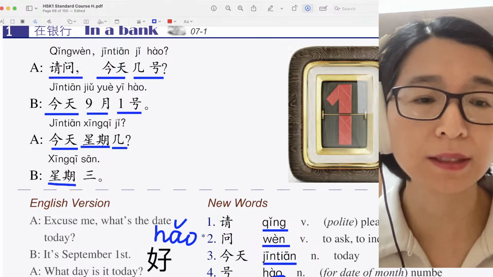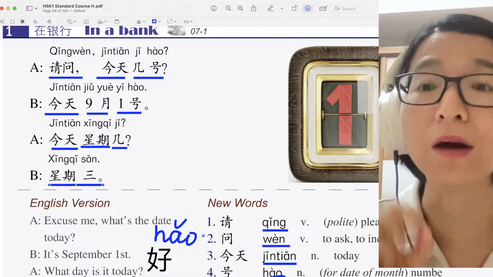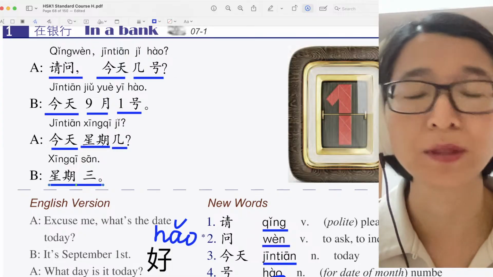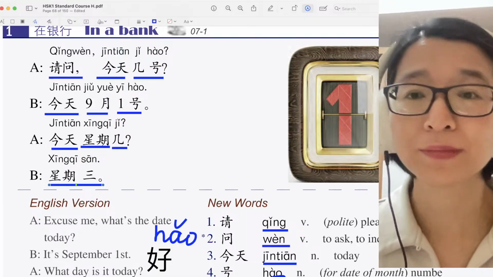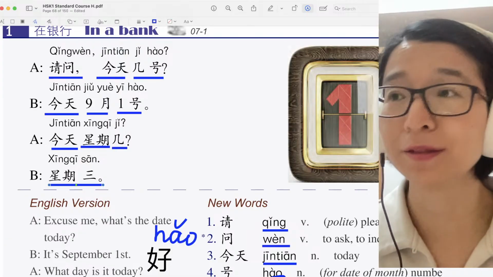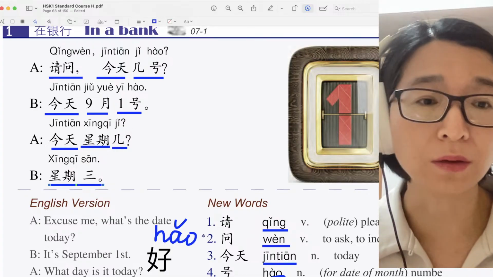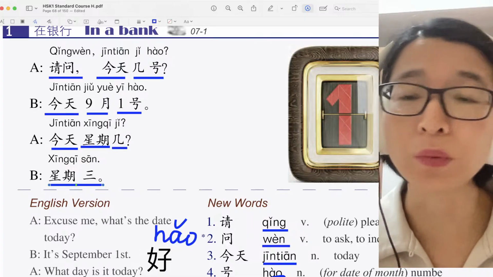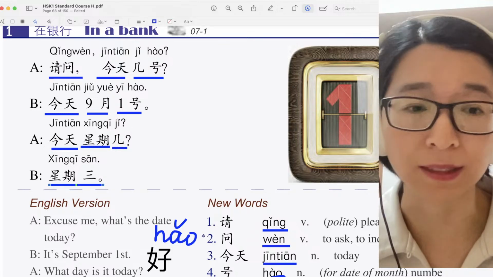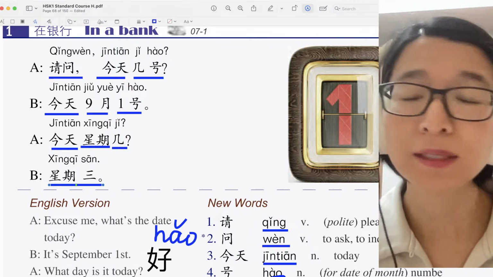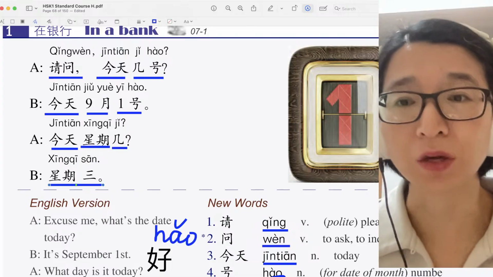Okay, 星期三. So the third day of a week. That is a Wednesday. Very easy to remember, right? Is it clear about this part? Let's read together. Follow me. 请问今天几号？今天9月1号。今天星期几？星期三。Okay? Shall we go to the next part?